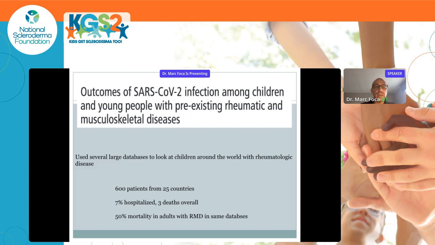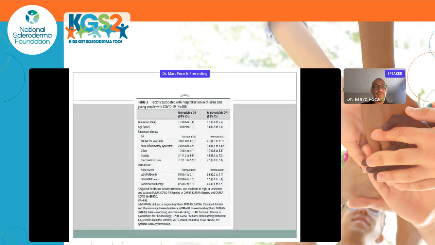And so these were the factors that were found to be significant in terms of hospitalization. So patients with lupus and other vasculitic syndromes were more likely to be admitted to the hospital, and they used juvenile arthritis as the comparator. So that would have been an odds ratio of 1 for being admitted to the hospital. And so you can see that patients with lupus and other vasculitic syndromes were 4.3-fold more likely when they looked at multiple variables at the same time.